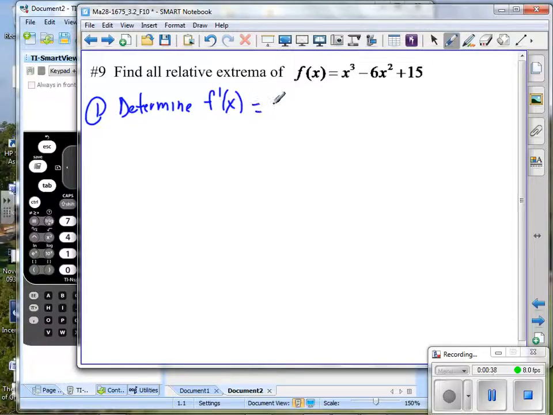So the derivative, again, this is a fairly easy one now. Hopefully everyone's got it. 3x squared minus 12x. Okay. And I'd like to know, where is this derivative 0 or undefined? So I determine the derivative.